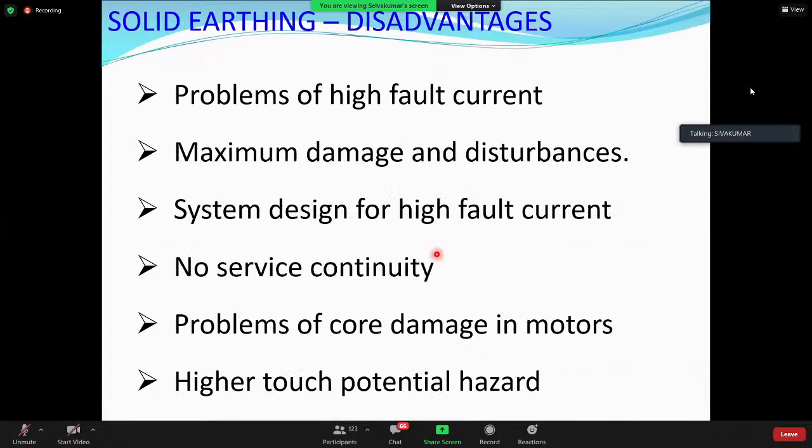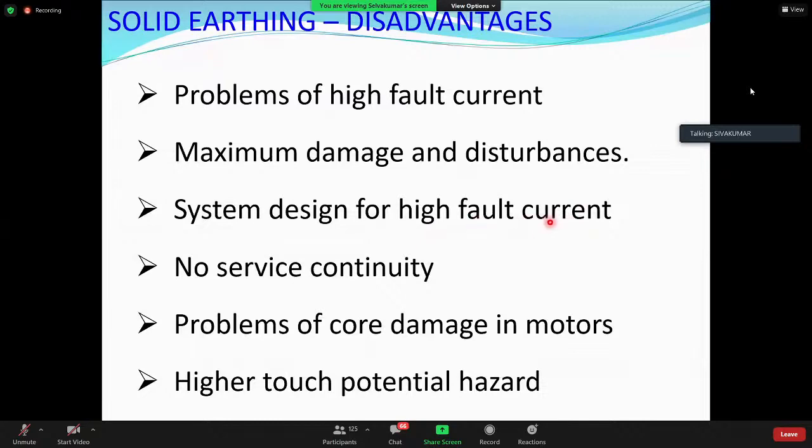But again, there are some disadvantages in solid earthing. What are the disadvantages? High fault current means you always have to manage high accumulated heat. Huge heating of the conductor will be there. If not properly sized or proper care is not taken to maintain, associated damages and disturbances will be there. The system has to be designed for the high fault current. If you want to provide an earth fault return conductor, the conductor sizing has to be for the maximum anticipated fault current.